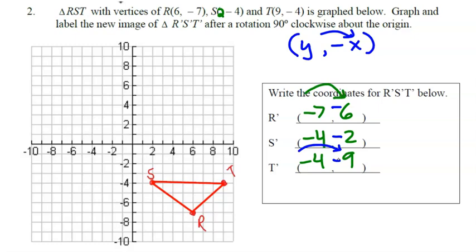So now I'm going to plot these points, -7, -6, that is my new R prime, -4, -2, that is my new S prime, and -4, -9, that is my new T prime. Connect each vertex, and now we're done.